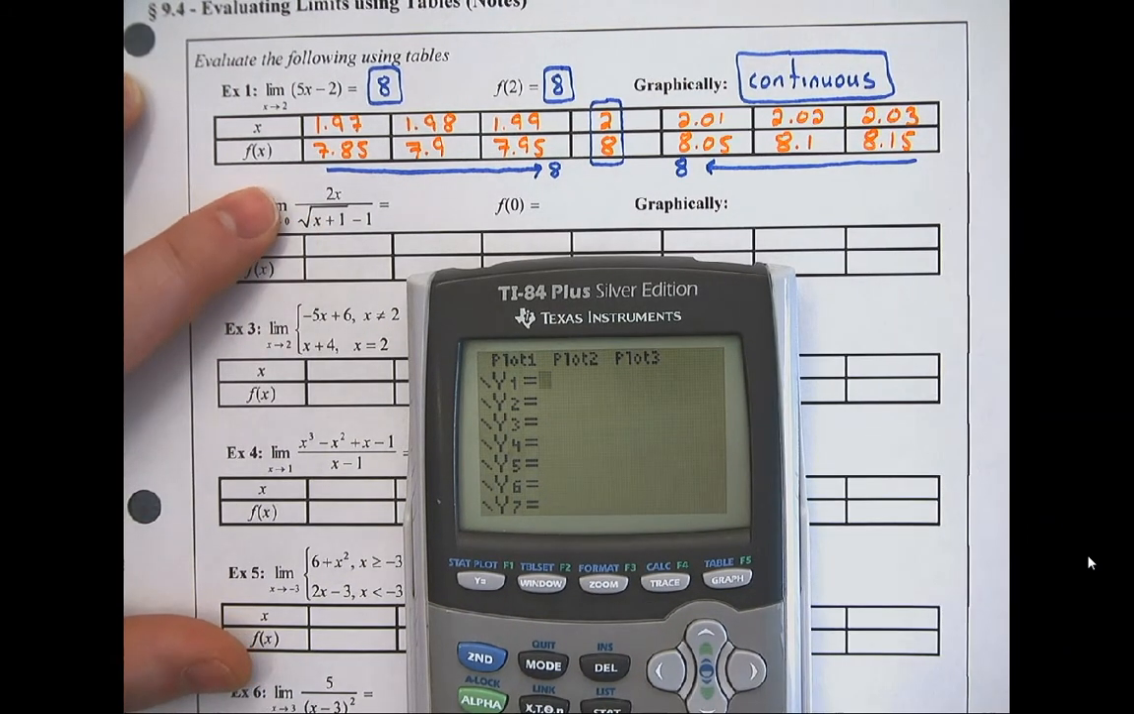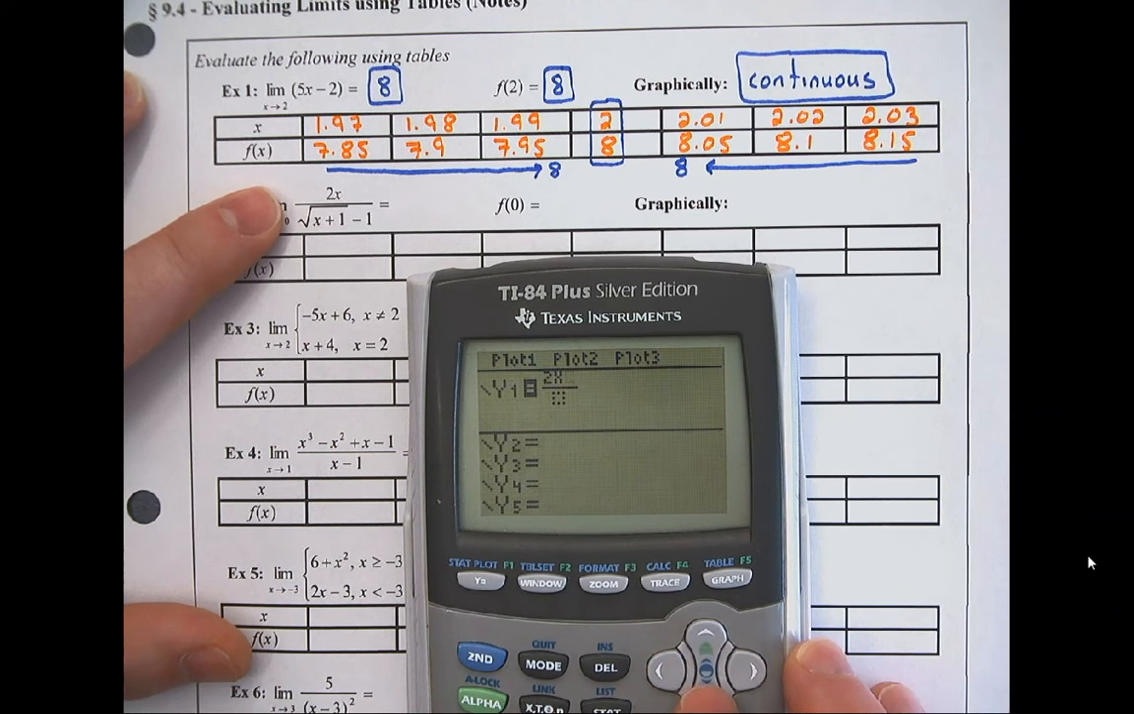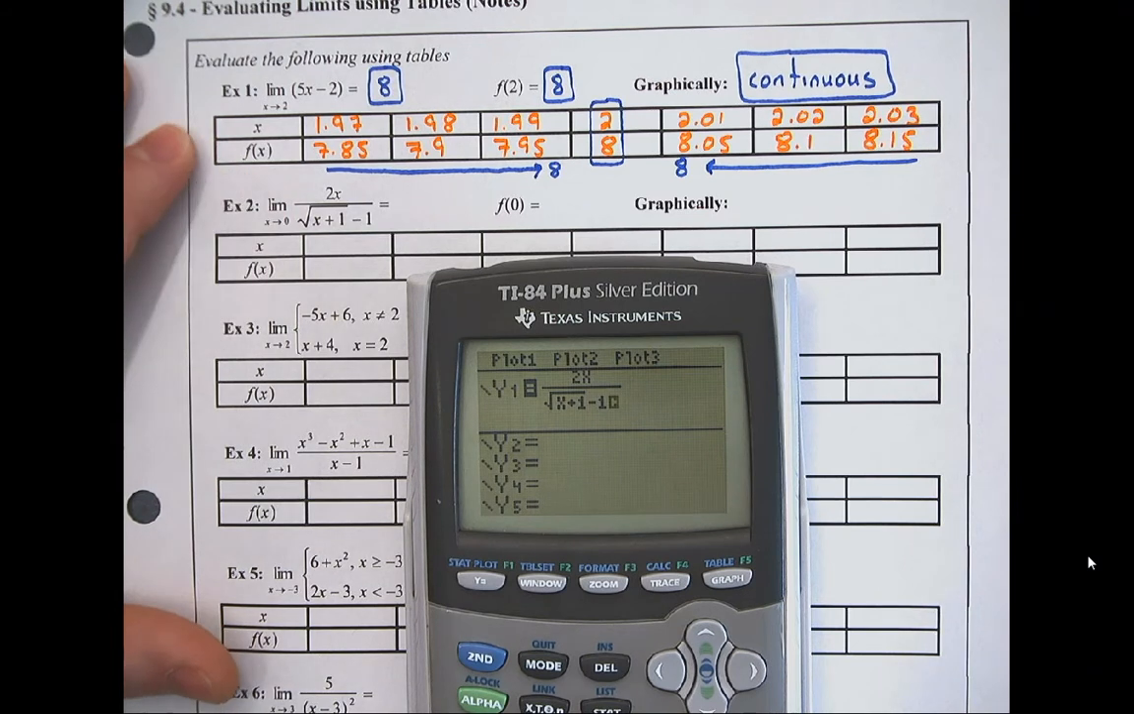All right, so there's two types of calculator people. You either have the fancy operating system or the old school operating system. If you're old school, make sure that you use lots of parentheses. Parentheses around the top, divided by parentheses around the bottom, around the root. I have the new fancy operating system, so I'm going to put my calculator in its fraction mode. Square root of x plus 1, then push out of there and put your minus 1 in there because the minus 1 isn't underneath the root.